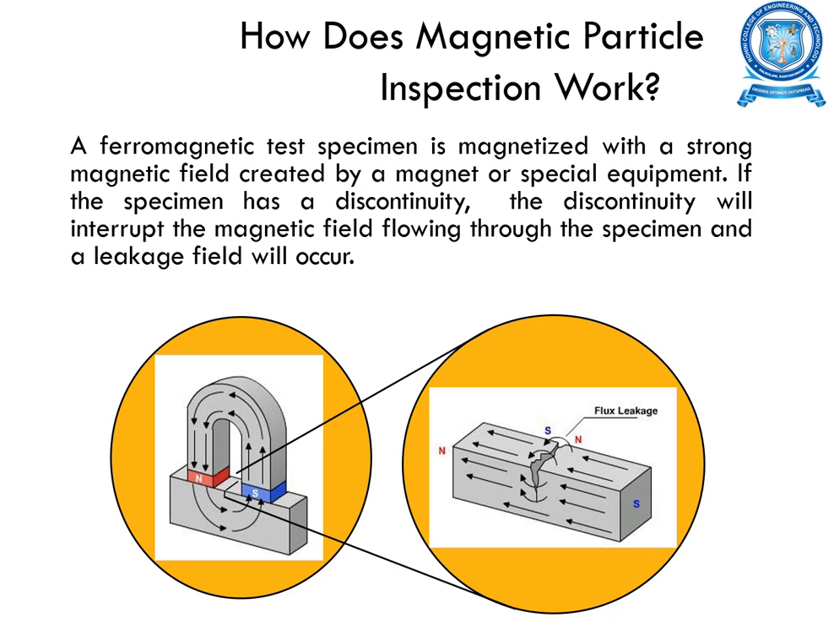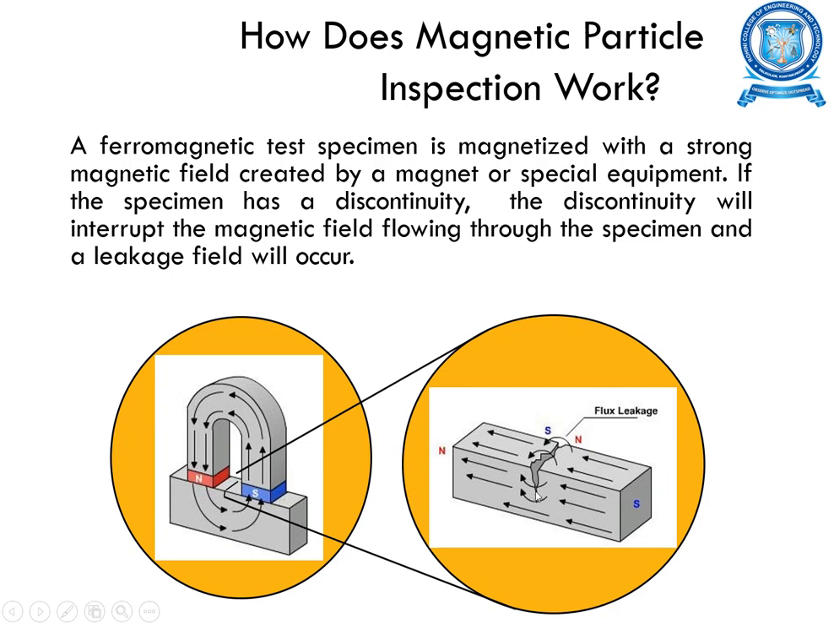A ferromagnetic test specimen. Here you have the first figure: the material that is to be tested is placed below the permanent magnet. You have a north pole and a south pole. The ferromagnetic test specimen is placed beneath the magnet and it is magnetized with a strong magnetic field created by the permanent magnet or by using special equipment.